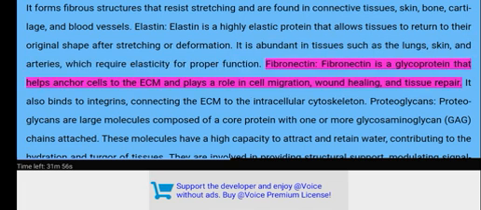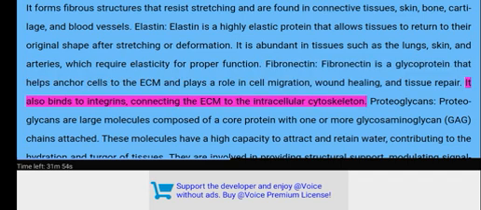Fibronectin. Fibronectin is a glycoprotein that helps anchor cells to the ECM and plays a role in cell migration, wound healing, and tissue repair. It also binds to integrins, connecting the ECM to the intracellular cytoskeleton.